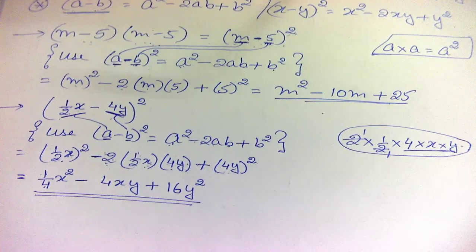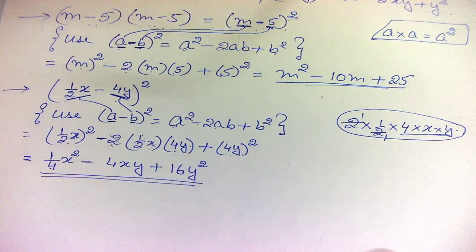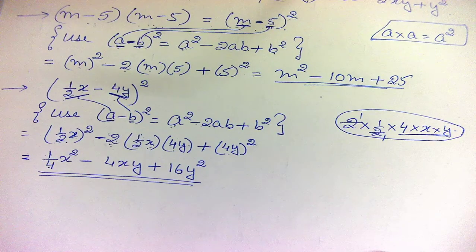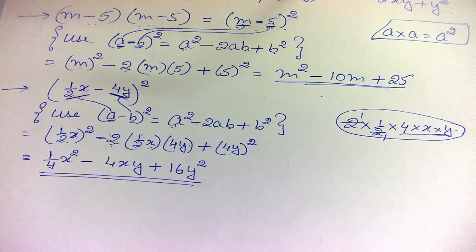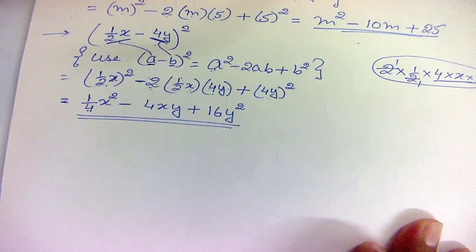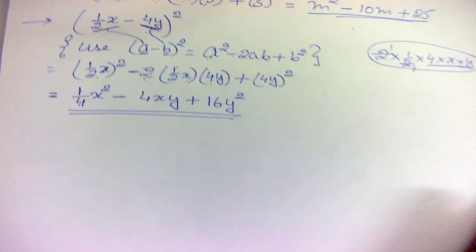So this is how we use the identity, that is (a - b) whole squared equals a squared - 2ab + b squared. Now this same identity, if you want, you can even use it to calculate some values also, numerical questions. How that will be done, I'll explain to you.